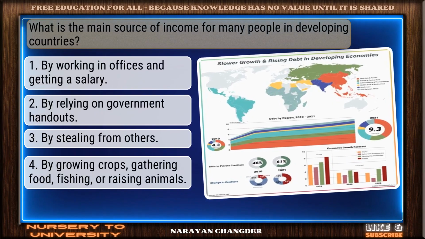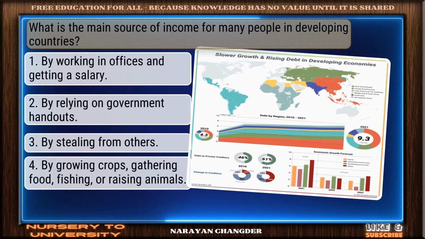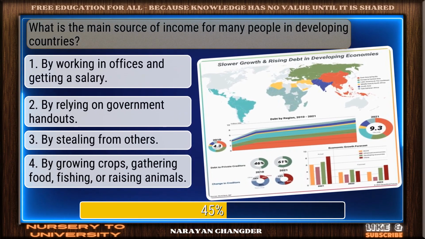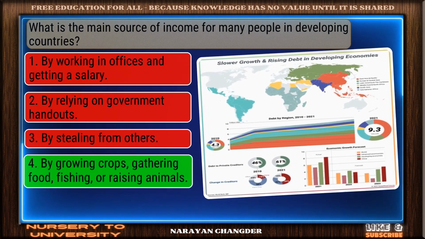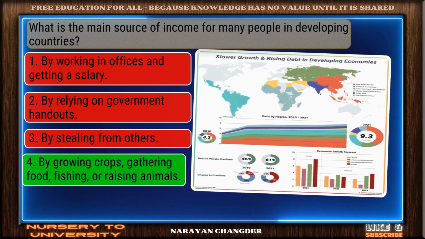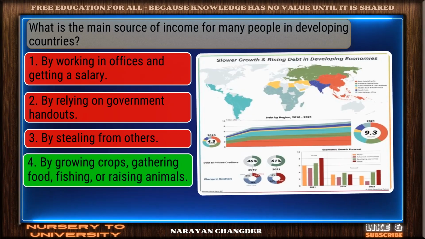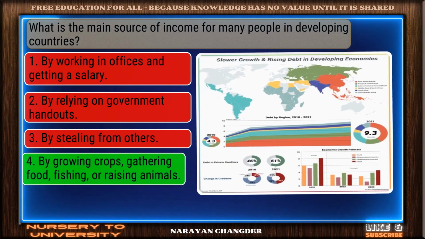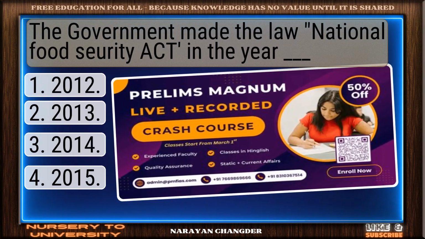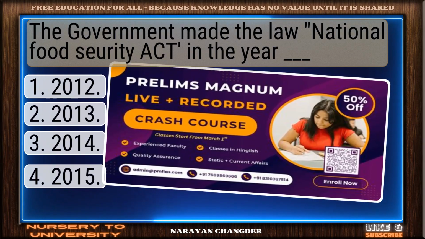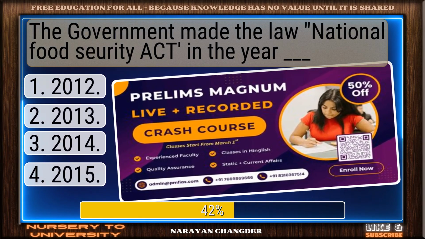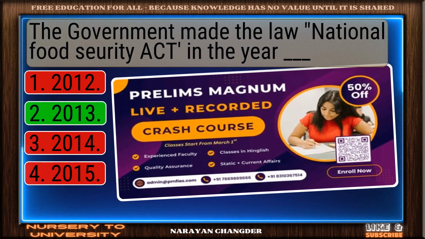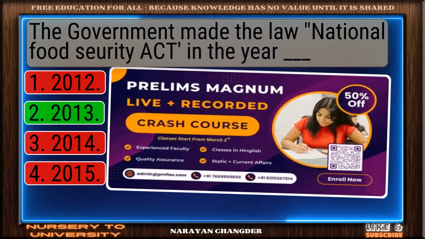What is the main source of income for many people in developing countries? Correct response. By growing crops, gathering food, fishing, or raising animals is the most accurate answer. The government made the law, National Food Security Act, in the year dash. On track, 2013 is the correct answer.